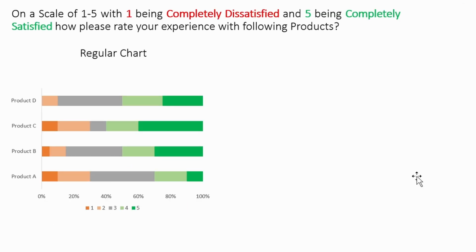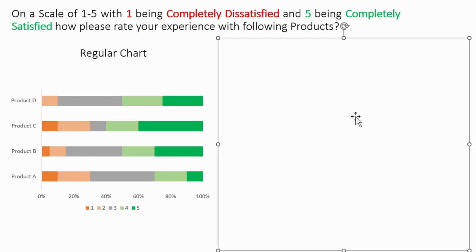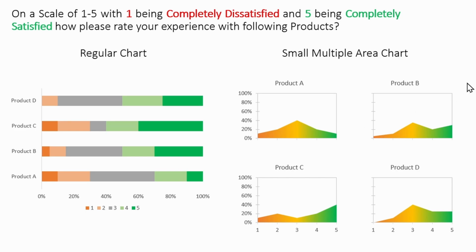Here is another example which I had covered in one of my previous videos. We have rating scale data which is shown in a stacked bar chart format. So we are asking how satisfied the customers are with each of these products on a scale of 1 to 5, where 1 is completely dissatisfied and 5 is completely satisfied. If we use a small multiples chart here, this is how it would look.